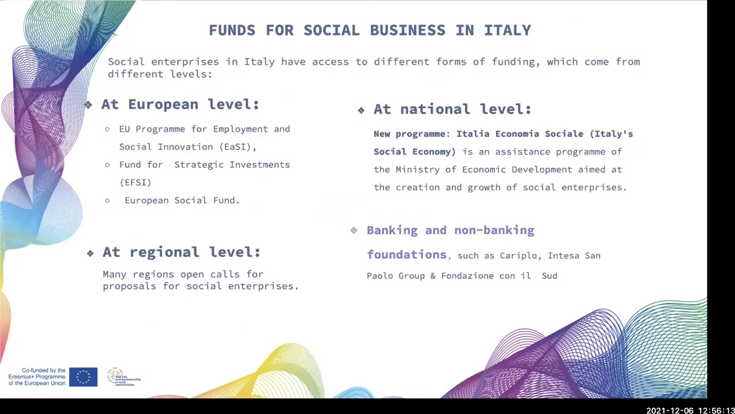Regarding the funds for the social business in Italy, the social economy has access to different forms of funding at different levels. At European level, there are programs for employment and social innovation, funds for strategic investment, and the European Social Fund. At national level, the Ministry of the Economy is in charge of supporting the social economy. One new program is called Italia Economia Sociale and is an assistance program to support the creation and the growth of social enterprises. At regional level, we have many regions that open calls for proposals for social enterprises, such as banking and non-banking foundations. The most famous are Cariplo, Intesa San Paolo, and Fondazione con il Sud.